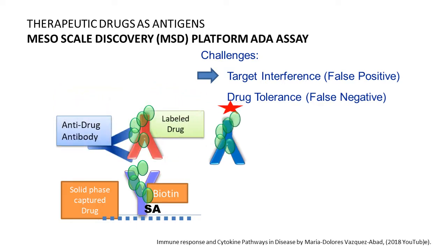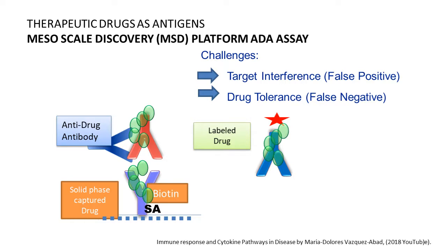Now, the other situation is if the patient has anti-drug antibodies, but they also have drug in circulation, especially when you have the maximum concentration of the drug in circulation. It is very likely that if the anti-drug antibody can bind the solid phase, well, the other potential binding for the labeled drug is occupied by the drug that's in circulation in the patient. So in this case, the drug itself is producing a false negative result because this patient has anti-drug antibodies, but they also have a lot of drug in the blood. This is called drug tolerance effect.